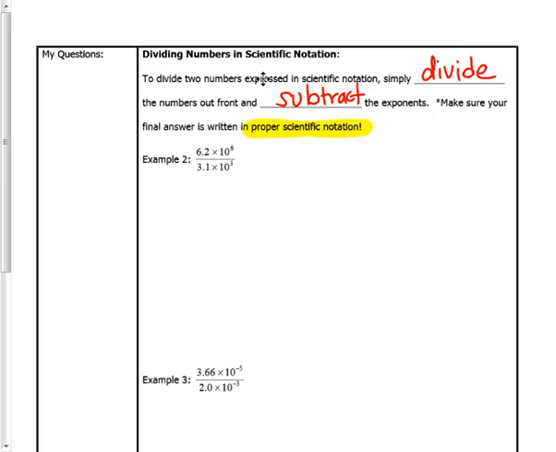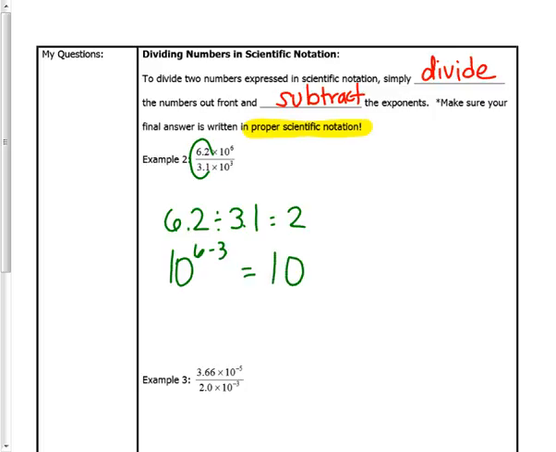All right, so example 2. We're going to take these two and we're going to divide them, right? So 6.2 divided by 3.1, which equals 2. And then we had 10 to the 6th and 10 to the 3rd. So we would subtract those exponents, right, with division after exponents. So it would be 10 to the 3rd power. So if I put these together, this would be 2 times 10 to the 3rd power as scientific notation.